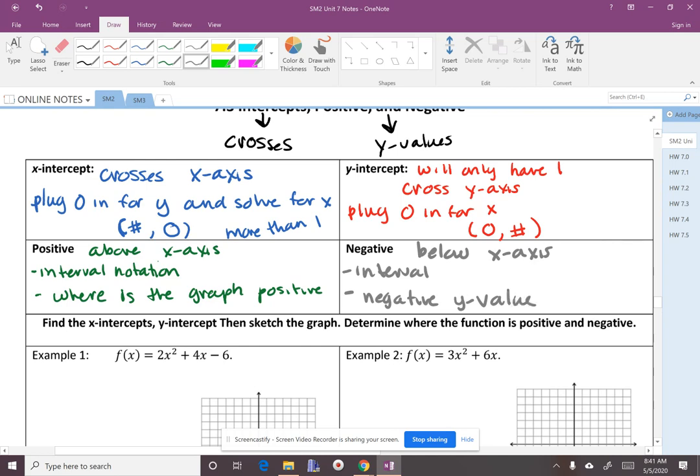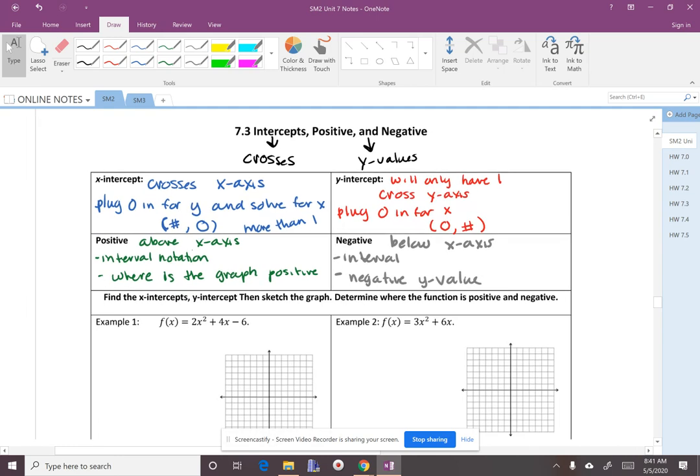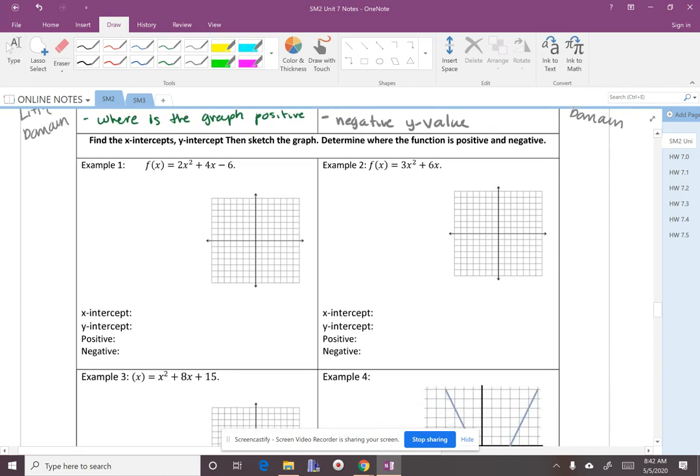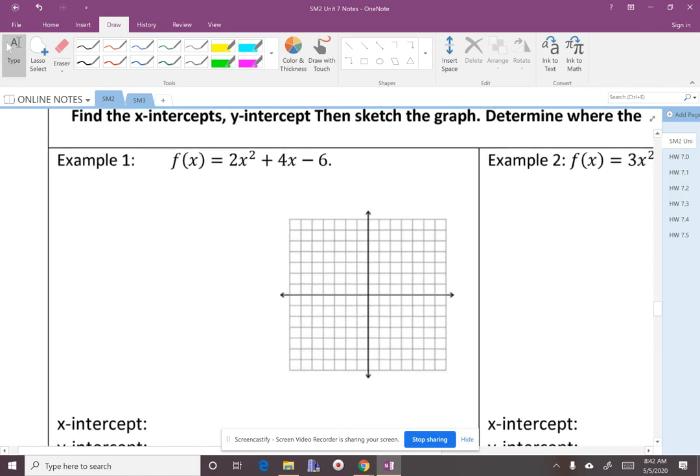So for both of these, the main thing I want you to understand is you use interval notation, and you're just looking at the picture and you write your answer in interval, like a little domain. Same with this one, it's a little domain. So I will show you on these next couple of examples exactly what we're looking at.